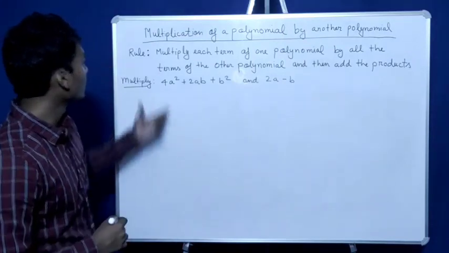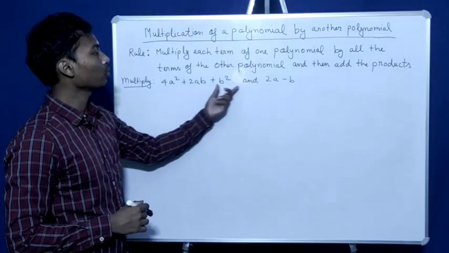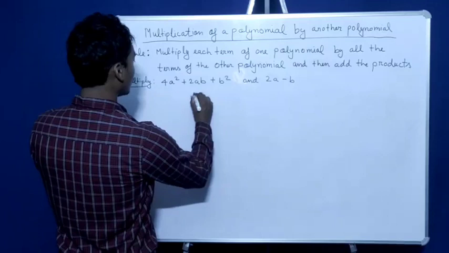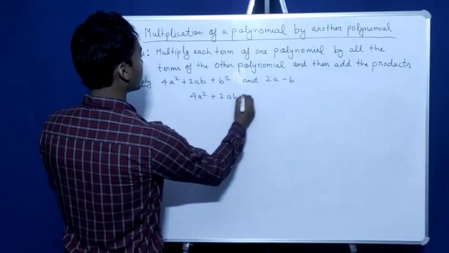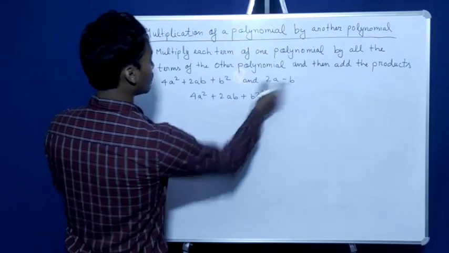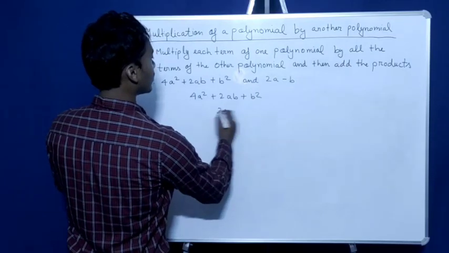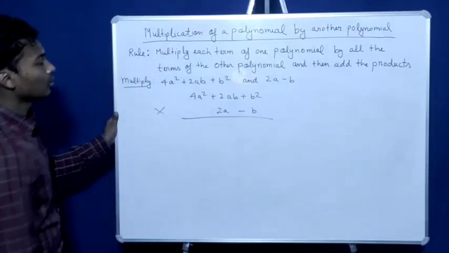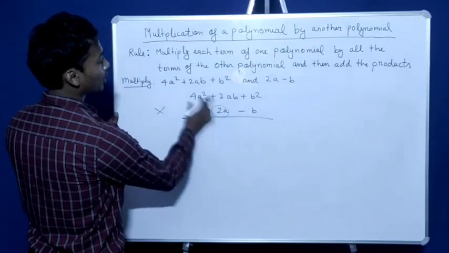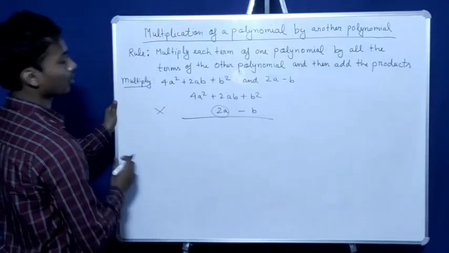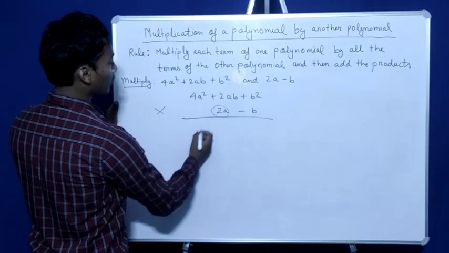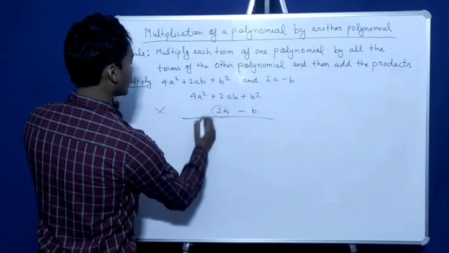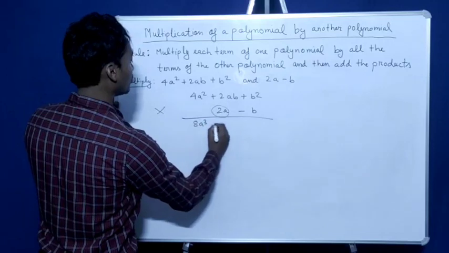Now let's multiply 4a square plus 2ab plus b square and 2a minus b using the column method. So 4a square plus 2ab plus b square, then we have 2a minus b. So we can multiply them. Using this first term, we can multiply all the terms of the first polynomial. So 2a multiplied by 4a square. Let's multiply the numerical coefficients: 2 4s are 8, then a times a square will give you a cube.